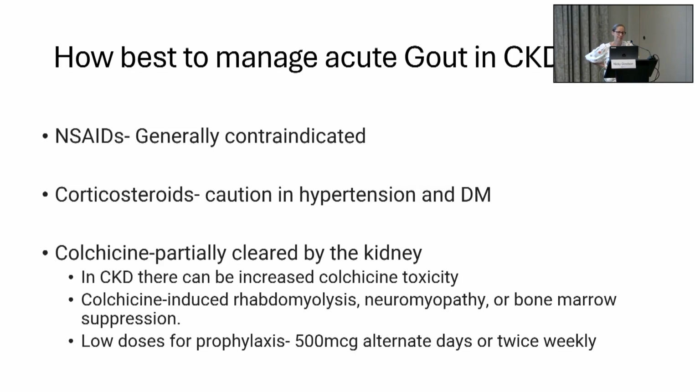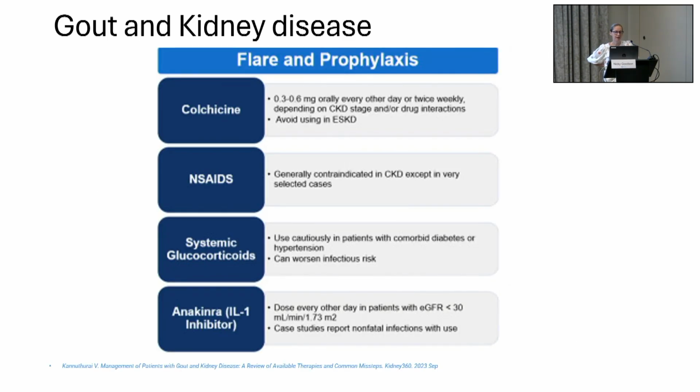And the renal physicians tend to recommend if we need to use colchicine, we use it at a lower dose, so 500 micrograms alternate days or twice weekly in people with very impaired eGFR. And you can have these slides afterwards if it's helpful. This is from a recent review of gout in the kidney, which I thought was really informative.